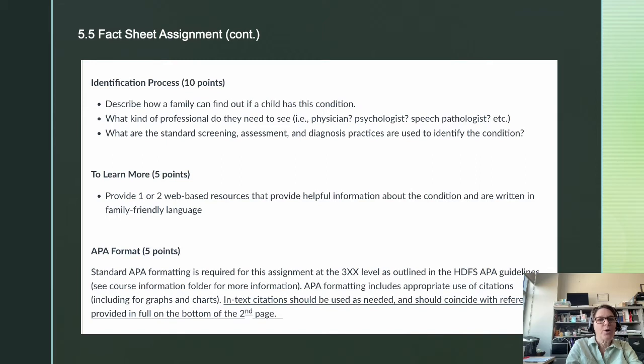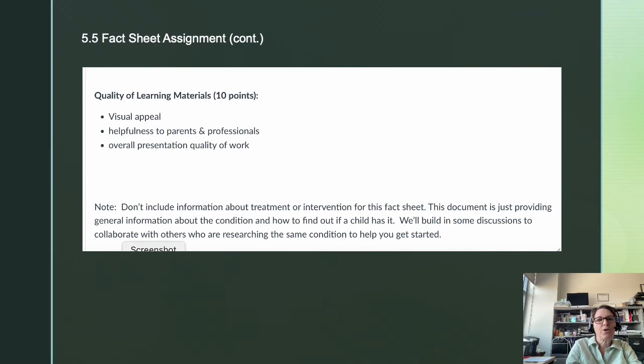Now, while we do want you to use APA format, we do want you to cite the sources that you've used to inform your fact sheet. Those citations can go on a 3rd page if you don't have room, or they can go at the bottom of your page. The other thing that we want you to think about is that we don't expect you all to be like graphic design artists.